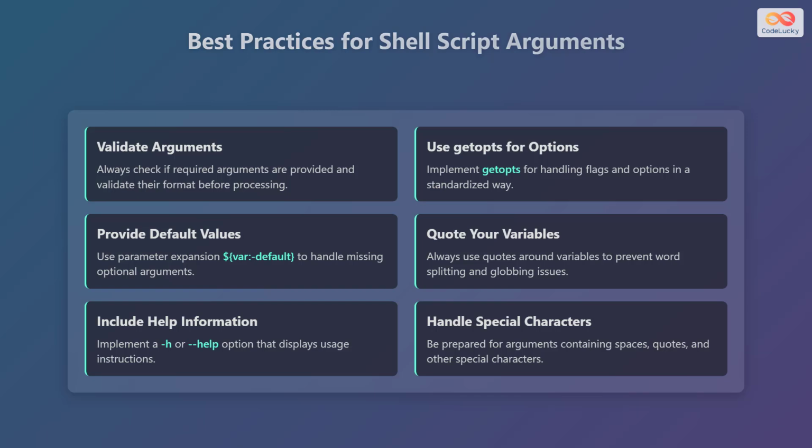Third, include help information by implementing a -h or --help option that displays usage instructions to guide users. Fourth, use getopts for handling flags and options in a standardized manner, making your scripts more organized and easier to maintain. Fifth, always use quotes around variables such as "$var" to prevent word splitting and globbing issues that can lead to unexpected behavior. And finally, handle special characters by being prepared for arguments that contain spaces, quotes, and other special characters, ensuring that your script can handle a variety of inputs gracefully.